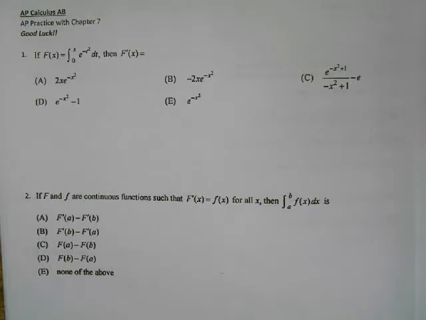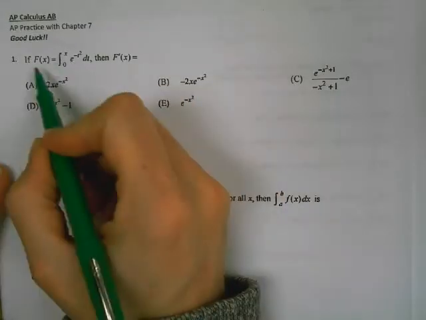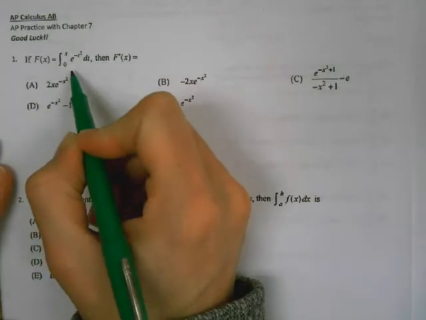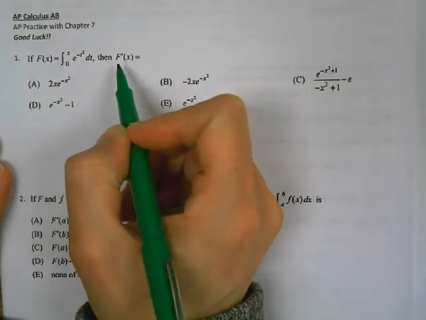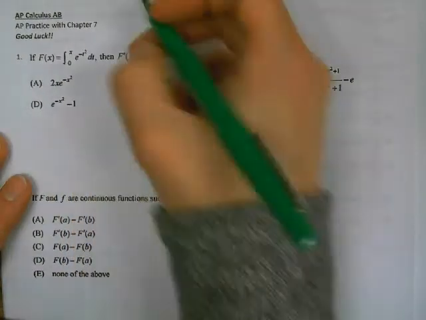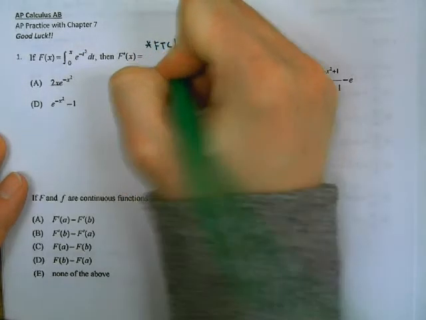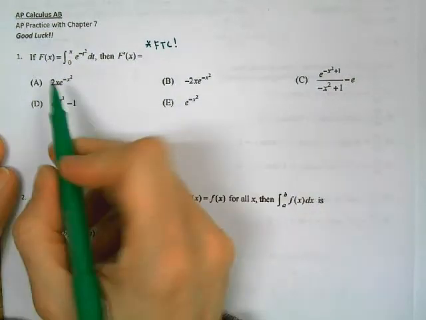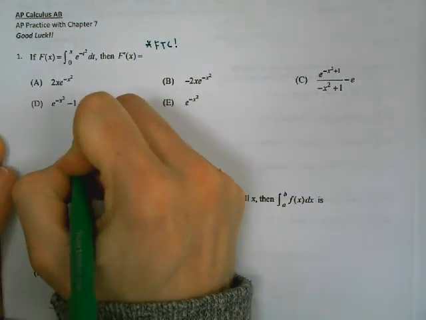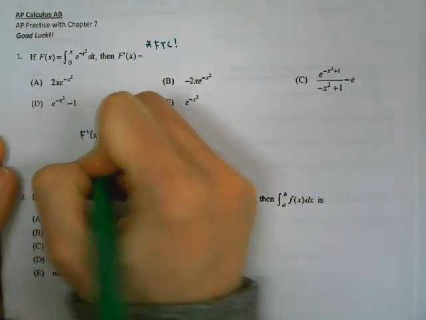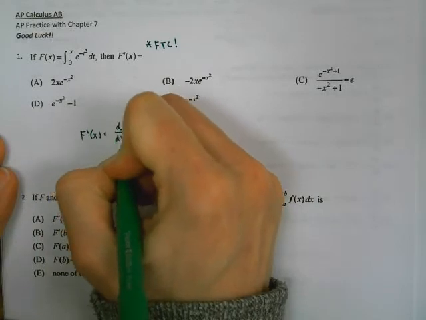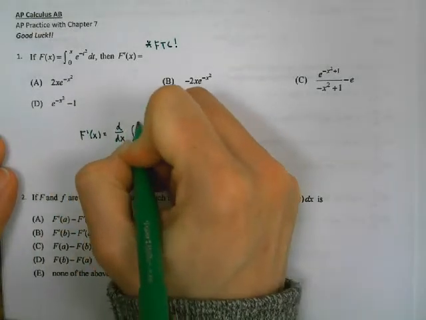So the first one, we're given a function, and again, this is a function defined as an integral, and we're being asked to find that derivative. So hopefully by now we recognize that this is just the fundamental theorem of calculus, right? Because if I'm trying to find f prime of x, I know that's just the derivative with respect to x of this integral.